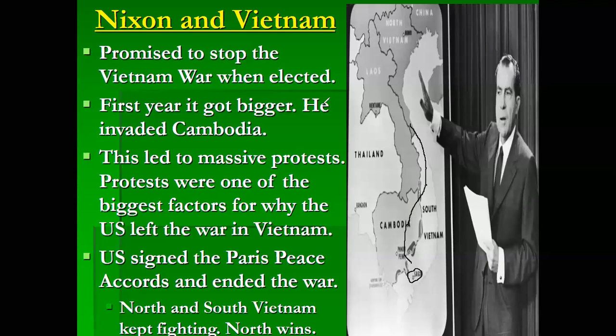So what we did is we actually dropped a bunch of bombs on Cambodia to try to break up this tunnel. This led to massive protests because Cambodia was completely not involved in this war at all. These huge protests are going to be one of the major reasons why we leave the Vietnam War.